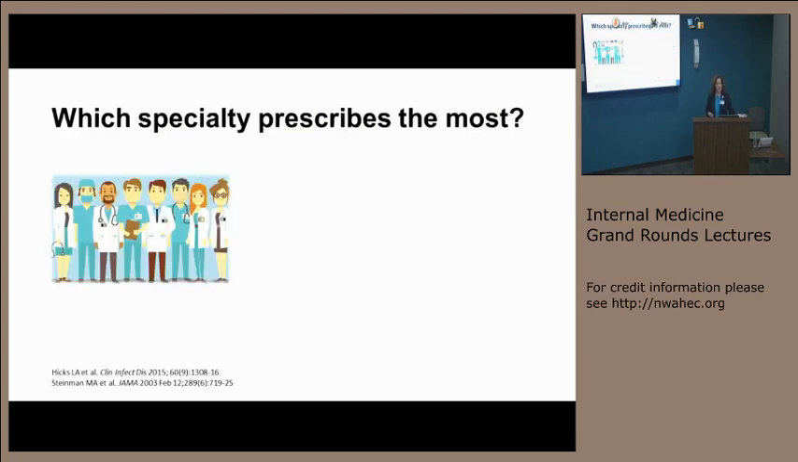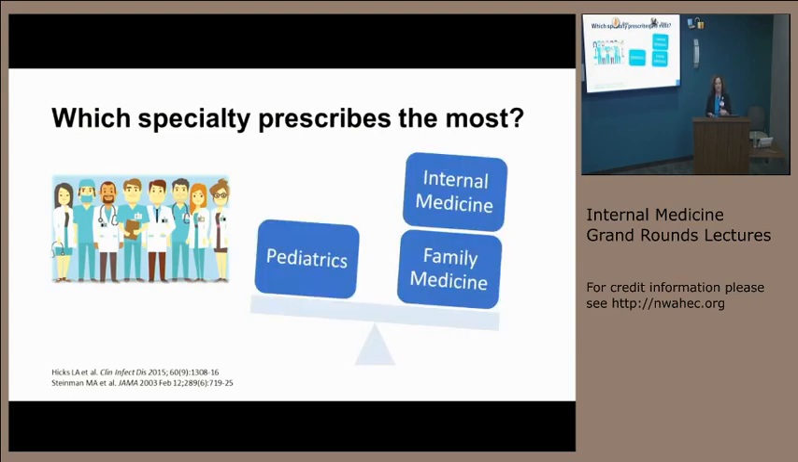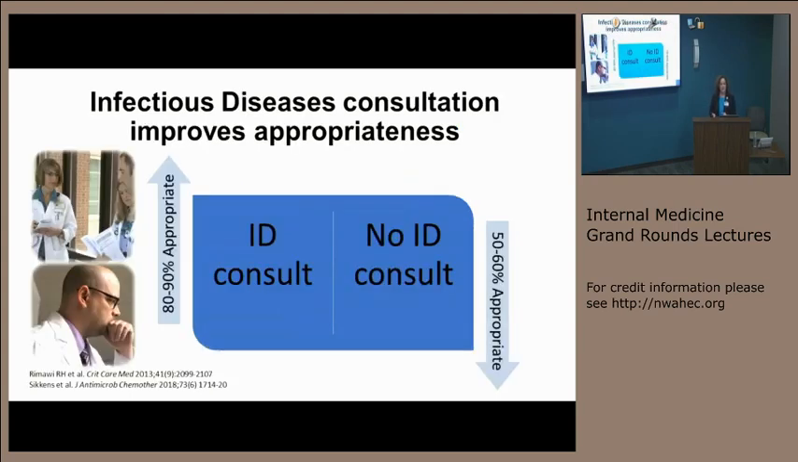So which specialty prescribes the most? That's actually a really complicated question, and there's some conflicting data. But one thing we do know is that pediatrics has made amazing headway over the past couple of decades in terms of their antibiotic appropriateness. So they outperform internal medicine and family medicine in terms of appropriateness. And if you really want to increase appropriateness, get an ID consult. So that increases appropriateness by about 30%.